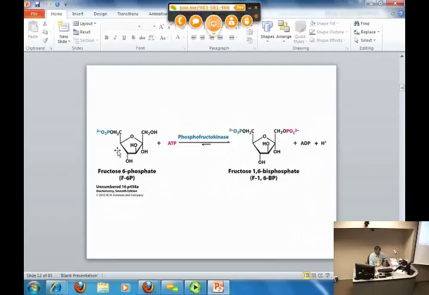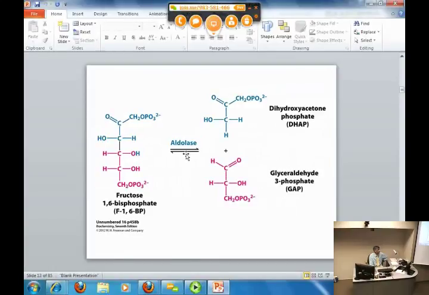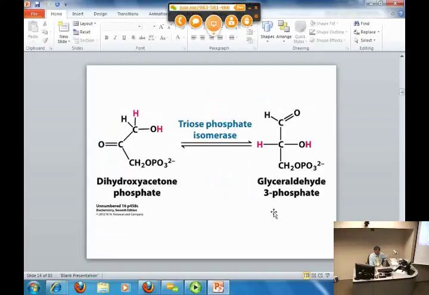Phosphofructokinase or PFK: fructose 6-phosphate has a phosphate at the sixth position. Now the first position also gets a phosphate added because of the ATP. So now this has become fructose 1,6-bisphosphate. Aldolase reaction: this splits into two groups, dihydroxyacetone phosphate, DHAP, and glyceraldehyde 3-phosphate, GAP.